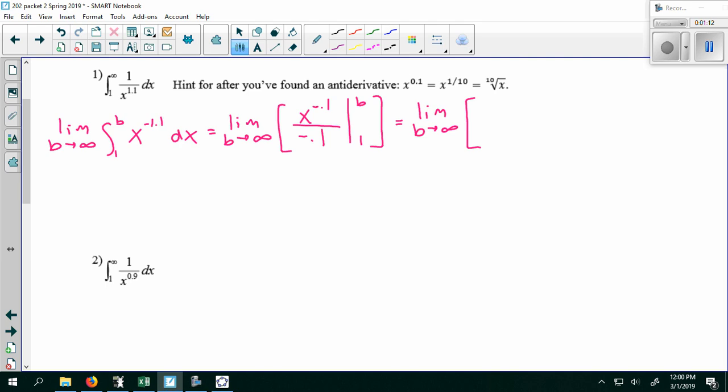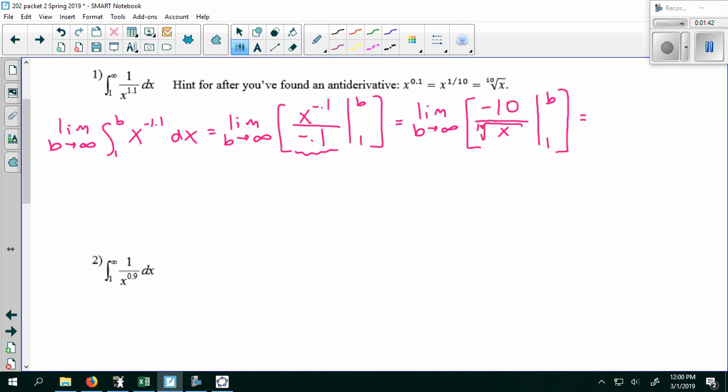I'm going to rewrite this expression right here, moving the negative exponent to the denominator and rewriting the 0.1 as the root, the 10th root. So this is the 10th root of x in the denominator. And then dividing by 0.1 is the same thing as multiplying by 10. So I've got negative 10 in the numerator. And I evaluate that from 1 to b.